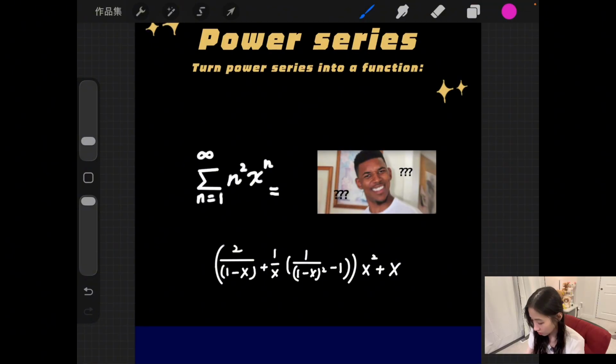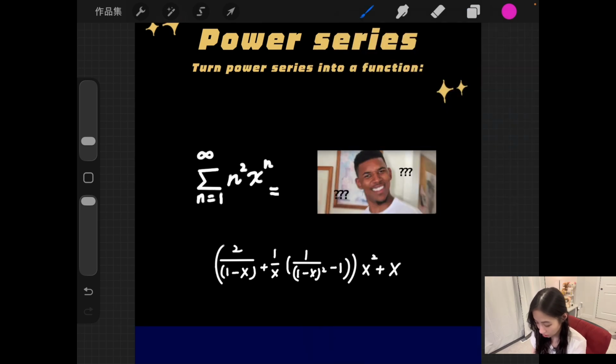Because if you want to know the exact value of a function, it is more precise to use the function than the power series, because a power series is more like an approximation, it's going to infinity. But if you want to know the exact value, then it will be better to find the function. So today we are going to turn a power series into a function.